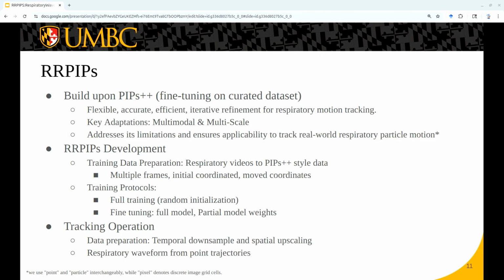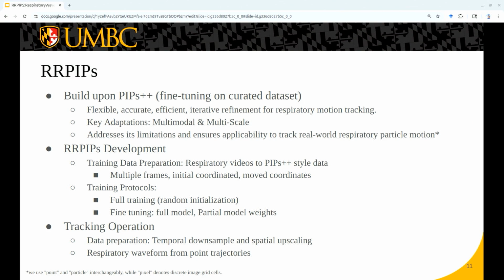So in our case, we also developed RPIPS. It is a modified version of PIPS, an open source model for particle tracking. The PIPS++ model underperforms in the case of oscillatory respiratory motion, because it was mostly developed for tracking one point to another over a long distance, but is not particularly suited for this oscillatory motion. So our RPIPS model takes PIPS to the next stage by considering multimodal capabilities, multi-scale tracking, and efficient optimizations.